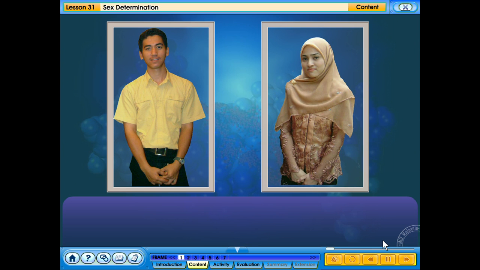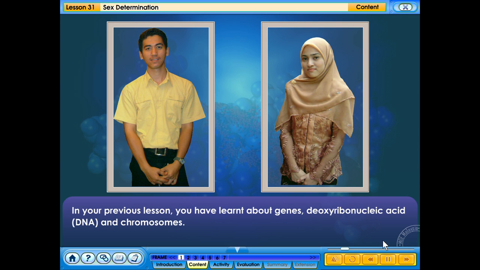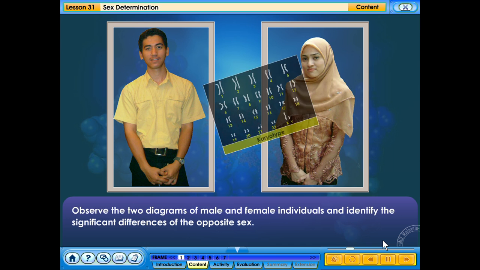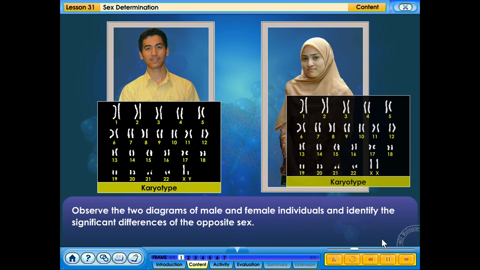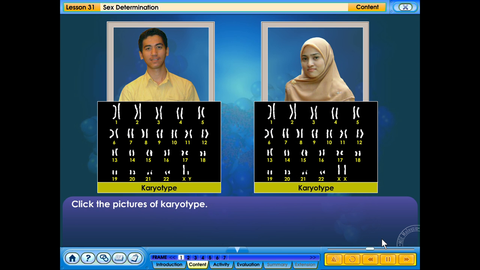In your previous lesson, you have learned about genes, deoxyribonucleic acid, DNA, and chromosomes. Observe the two diagrams of male and female individuals and identify the significant differences of the opposite sex. Click the pictures of karyotype. The last pair of chromosomes of both sexes are different. The male has two different sizes of chromosomes in the last pair. The female has same size chromosomes in the last pair.